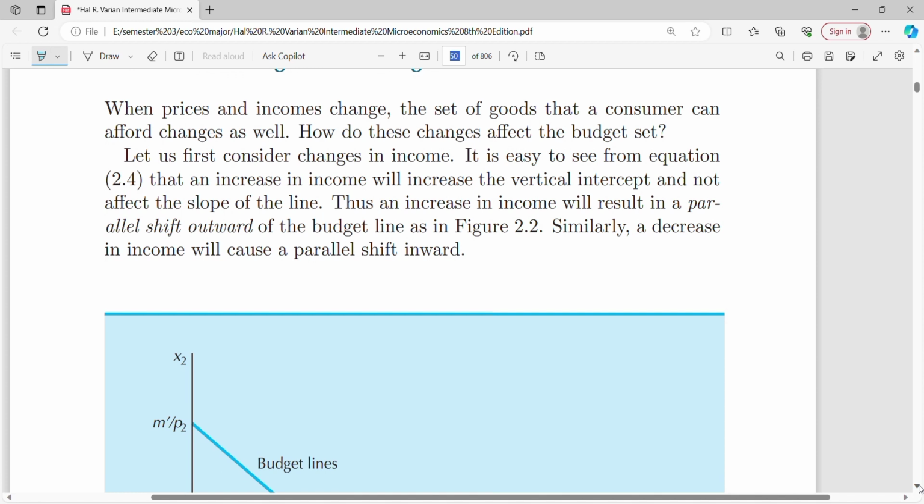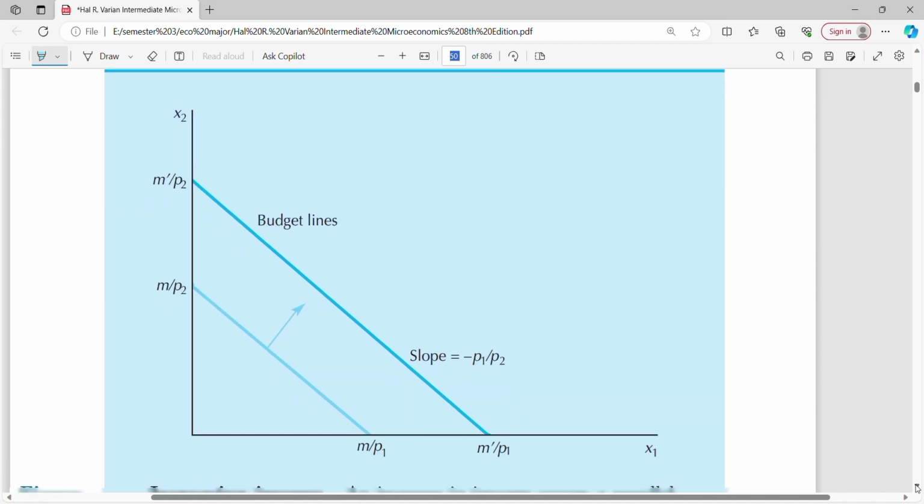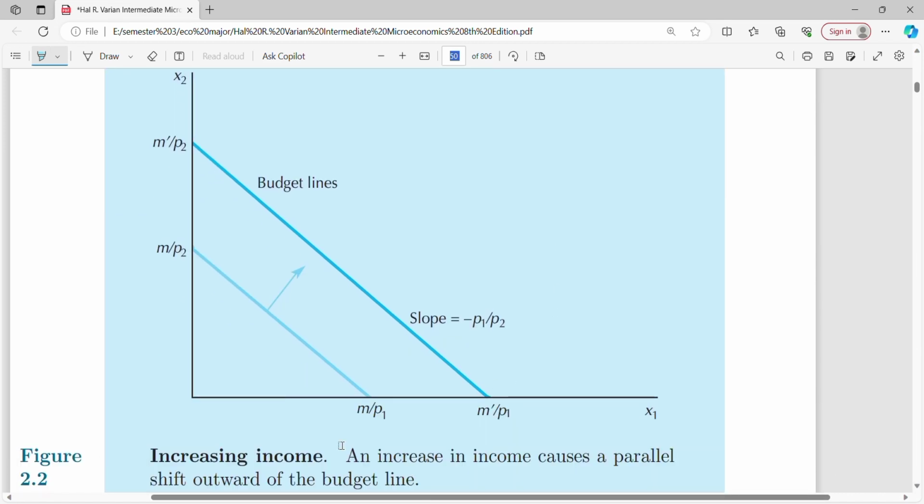Let's check. First of all, an increase in income will result in a parallel shift outward of the budget line, and a decrease will impact it with a parallel shift inward. See, this is how a change in income impacts the budget line. If it is an increase, it will cause a parallel shift outward, and a decrease will cause a parallel shift inward.